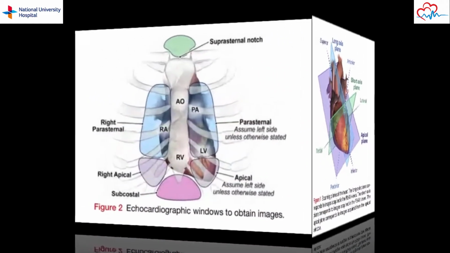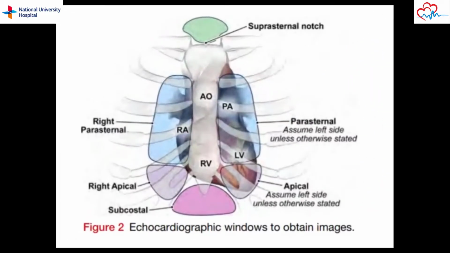The windows used to image the heart are described here. These are the suprasternal notch, right parasternal, right apical and subcostal. The apical and parasternal windows are also obtained from the left side of the chest. These windows are used when a comprehensive transthoracic echo is performed.